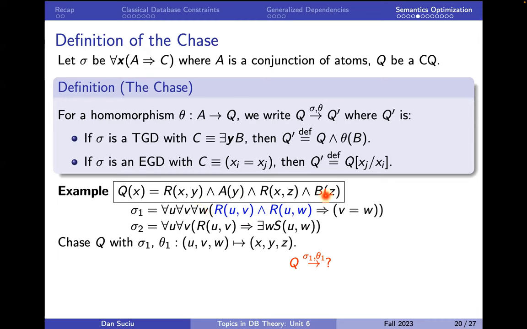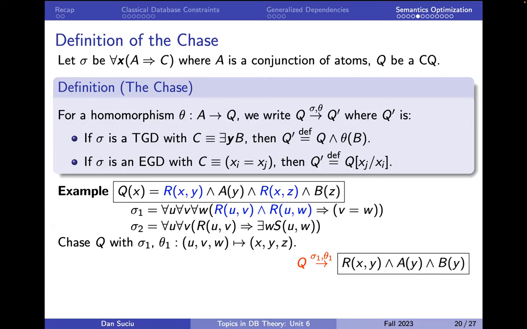And then what do we need to do to Q to chase using this? We need to equate the variables Y and Z. So we substitute one of them, we substitute Z with Y. That's all there is.